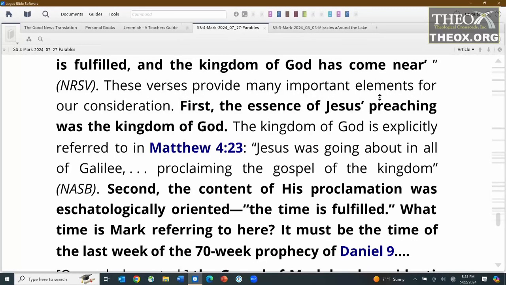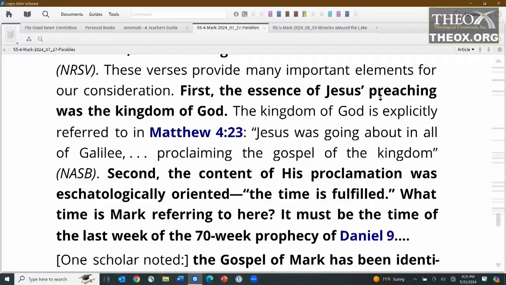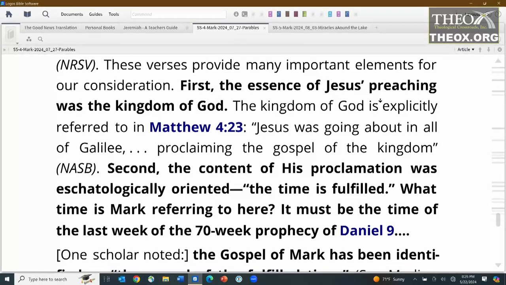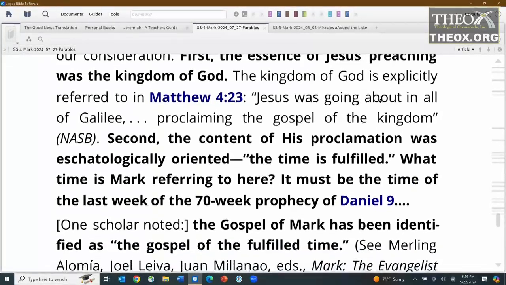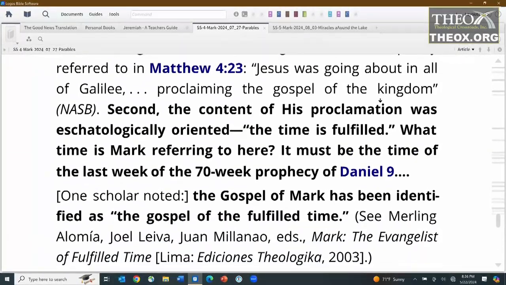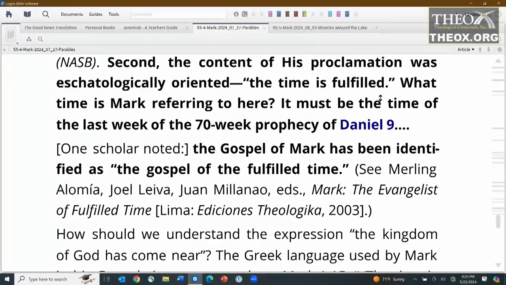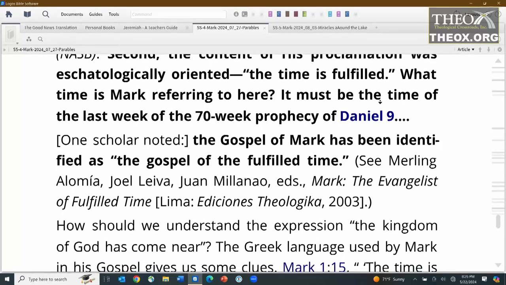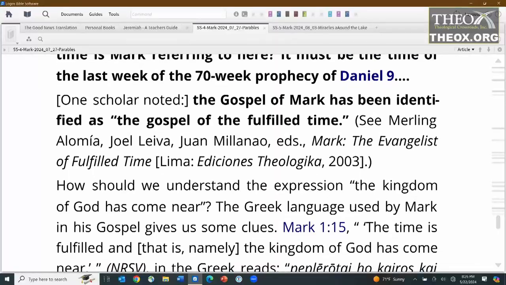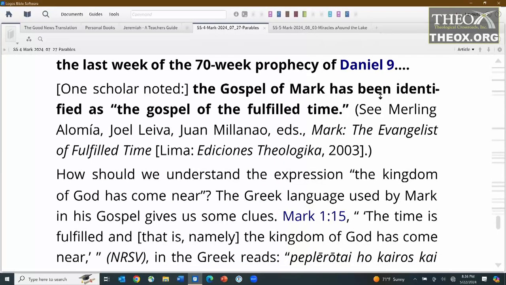eschatology-oriented. The time is fulfilled. What time is Mark referring to here? It must be the time of the last week of the 70-week prophecy in Daniel 9. One scholar noted the Gospel of Mark has been identified as the Gospel of the Fulfilled Time, and there's a reference there. How should we understand the expression, the kingdom of God has come near?